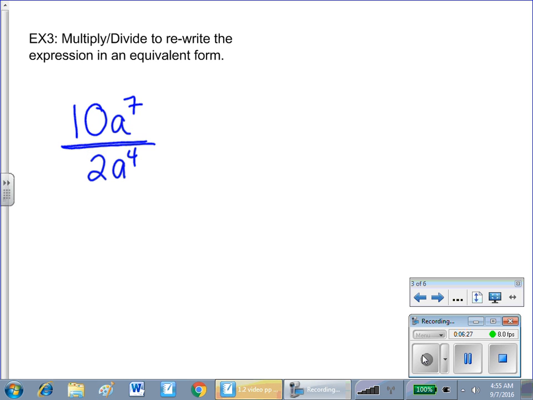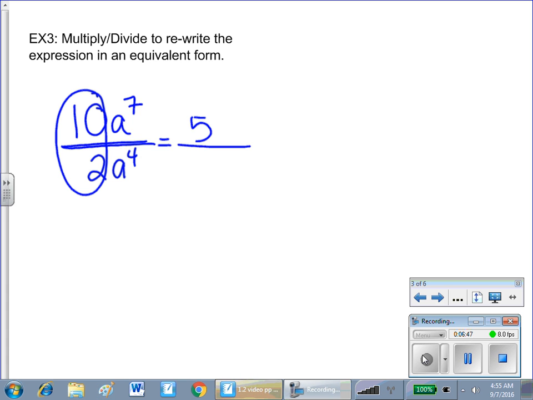So the way that we're going to do this is we are just going to divide things that are the same. So 10 and 2 are both numbers. I'm going to divide them. 10 divided by 2 is 5. Now, where does the 5 go? Does it go on the top or the bottom of the fraction? That's what we have to think about.